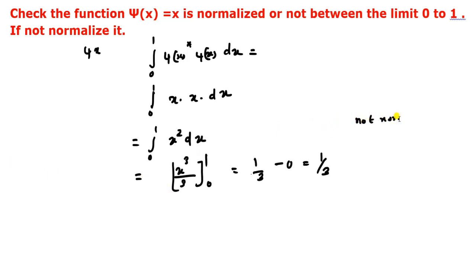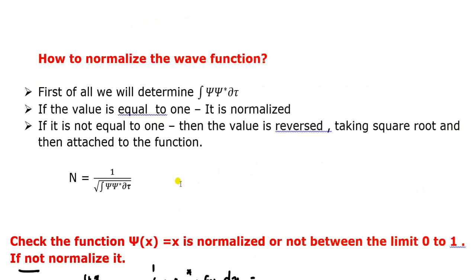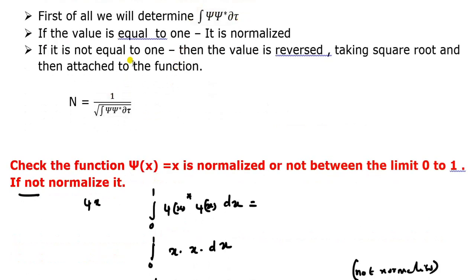Correct? Then we have to normalize. For the normalization condition, what are the steps involved? First, we determine the integral of the square of the wave function, and if it is equal to 1, it is normalized. Otherwise, if it is not equal to 1, the value is reversed, the square root is taken, and it is attached to the function, that is, the normalization constant N is equal to 1 by the square root of this value. Okay, so this is the normalization part.